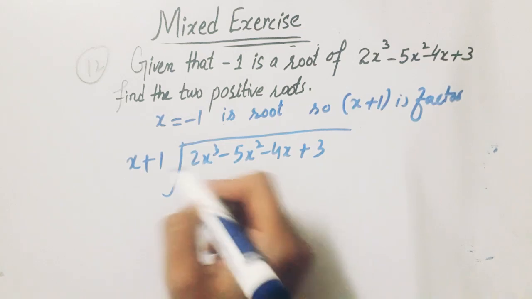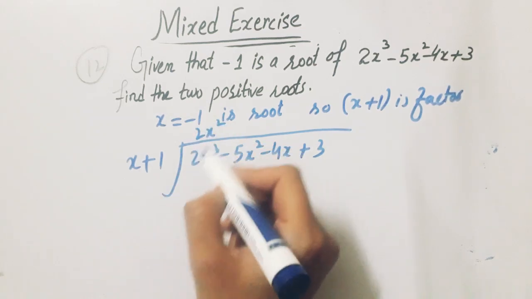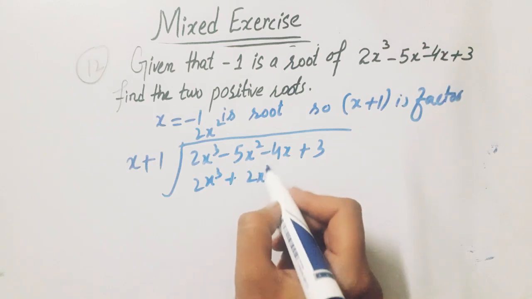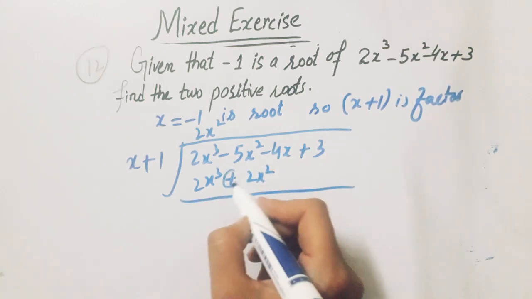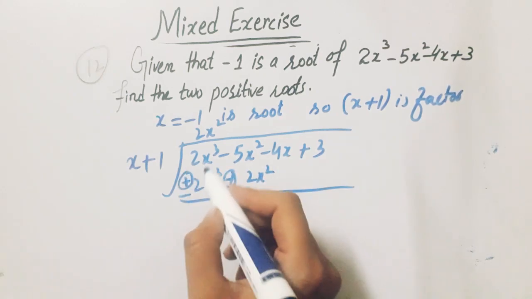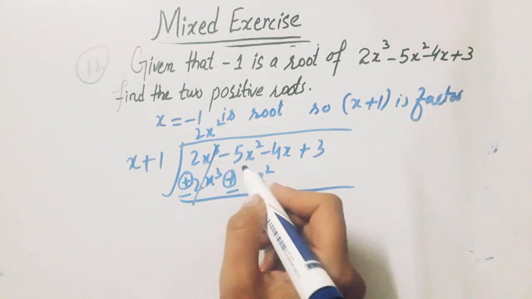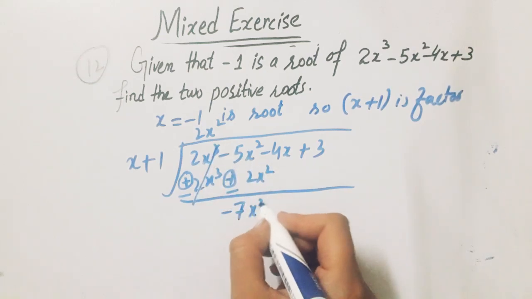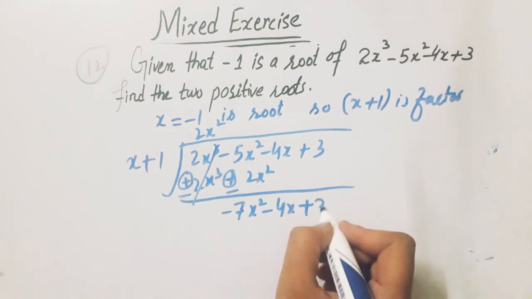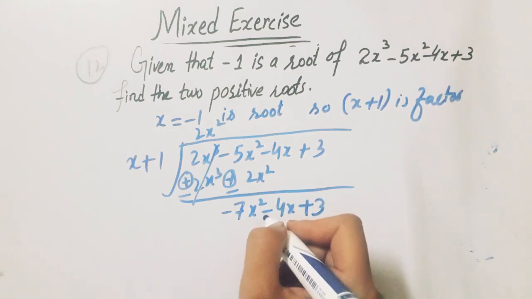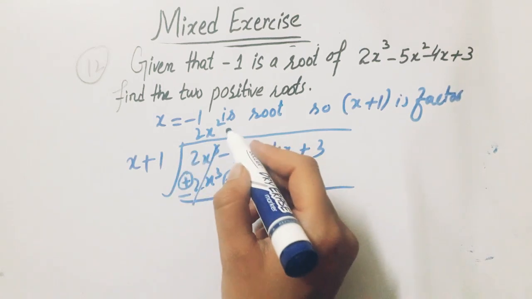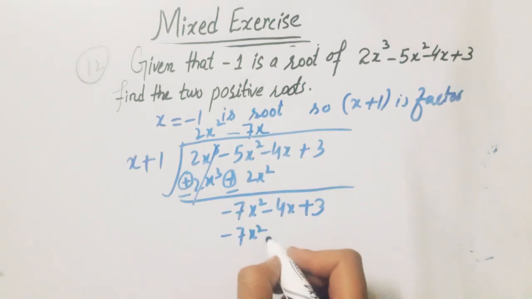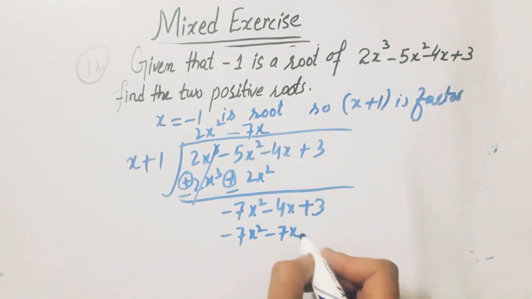So to make 2x cube, we will multiply x by 2x square. So this is equal to 2x cube plus 2x square. Now change the old signs, you will get the new signs. 2x cube minus 2x cube is cancelled out. Minus 5x square minus 2x square is minus 7x square, minus 4x plus 3. So to make minus 7x square, we will multiply x by minus 7x. So this is equal to minus 7x square minus 7x.